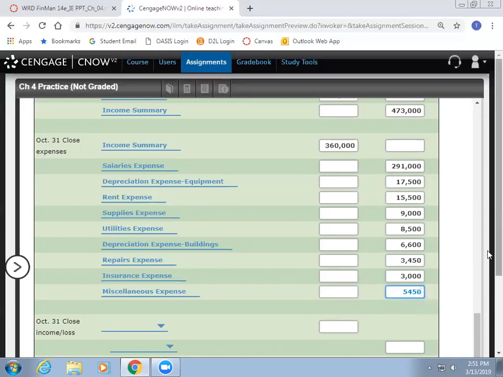Okay. So now I've zeroed out all of my expenses. They had debit balances. I credited them. They're all zero. That total expenses got debited to income summary. I'll just illustrate this portion only. I won't put all the expenses on the board. We don't have that kind of room or time.